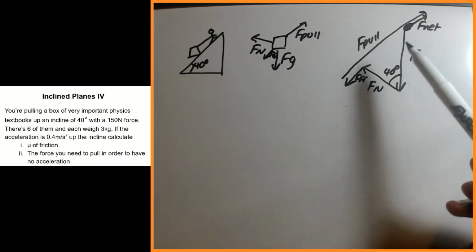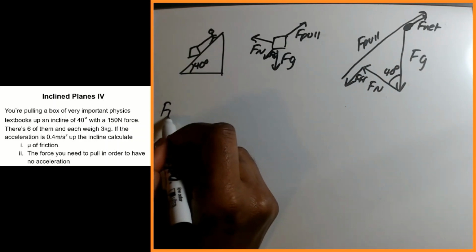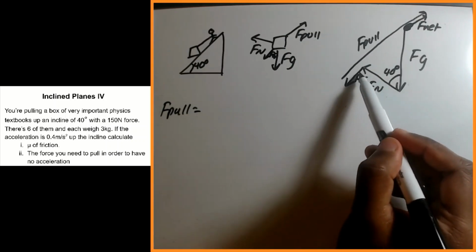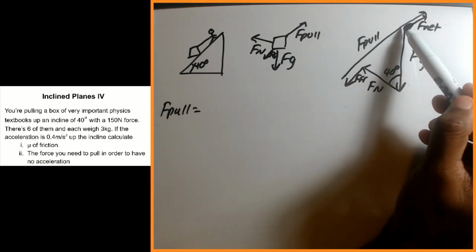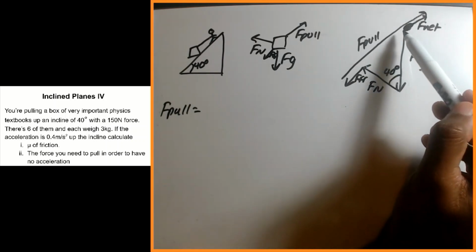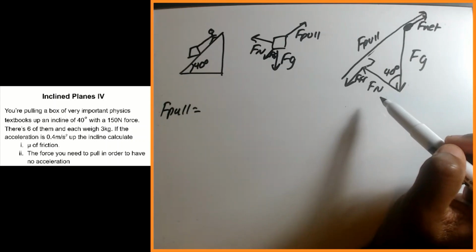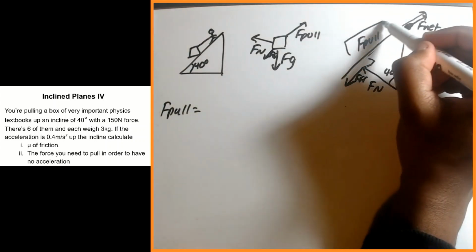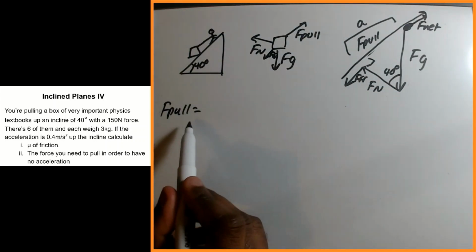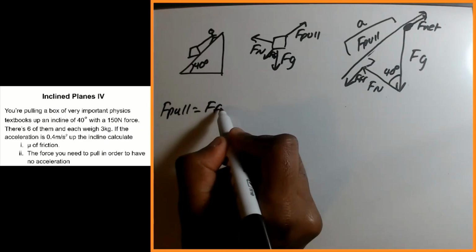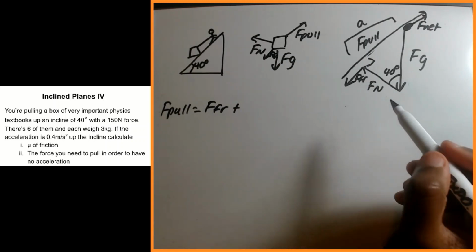So first, let's note that F pull over here, we can write it as being equal to the friction vector plus the F net vector plus this midsection right here, which is part of this triangle. And remember that this triangle over here, just this section, still creates a right angled triangle. So let's just call this midsection here A. Okay, so F pull, we can rewrite it as the force of friction plus A, and let's go ahead and solve for what actually A is.